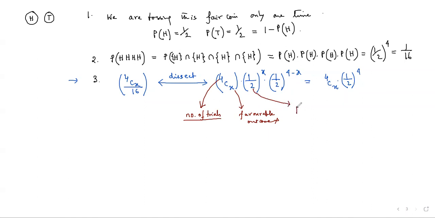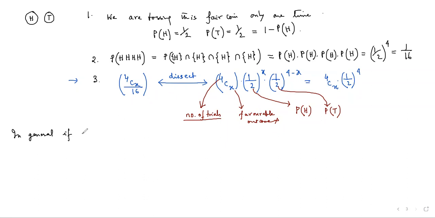We can consider this to be the probability of H. What is this? Half. We can consider this to be the probability of tail.